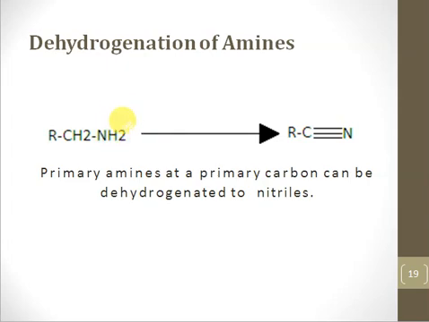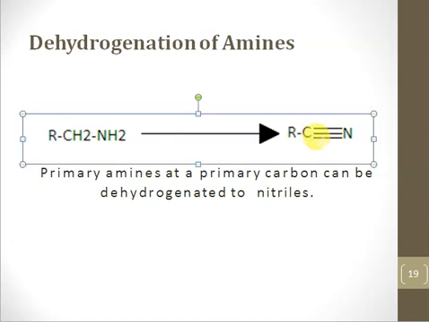So when we have to carry out the dehydrogenation of amines, it's necessary that the amine should be primary, right? When primary amines undergo dehydrogenation, they form nitriles. So R bonded to this carbon triple bond nitrogen is known as the nitrile functional group. In inorganic chemistry, we call this carbon-nitrogen triple bond a cyanide or cyano group, but in organic chemistry this functional group is known as nitrile.